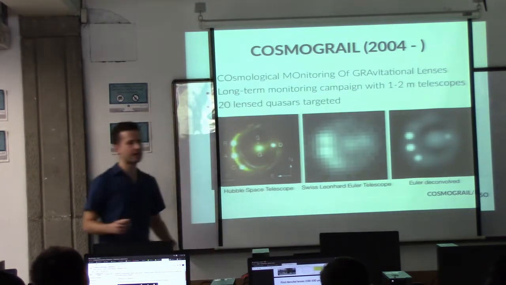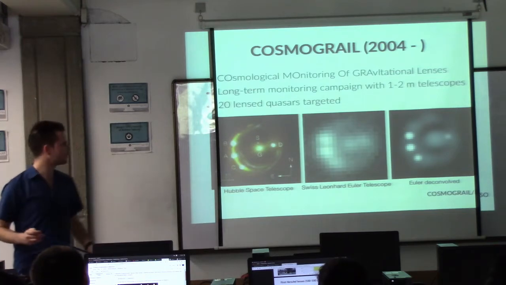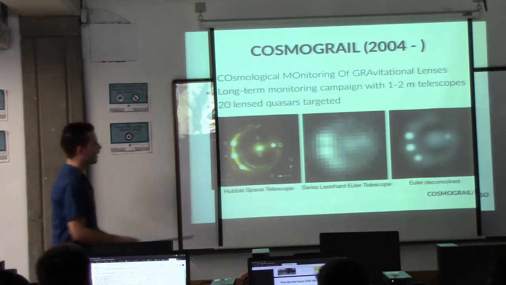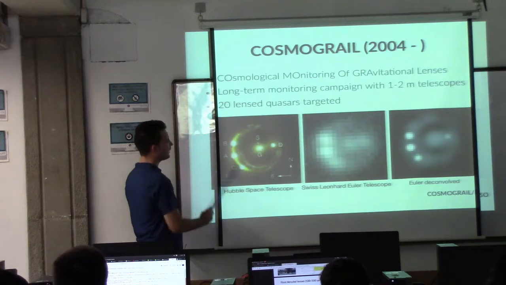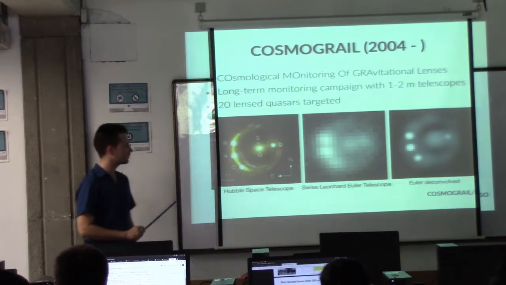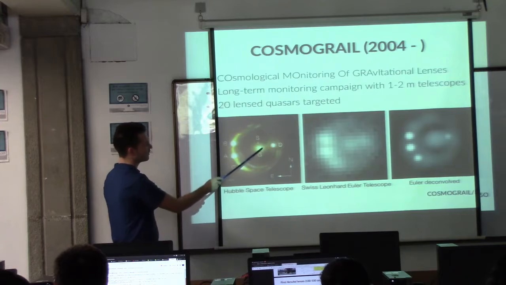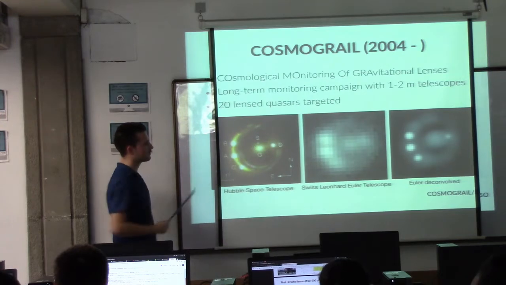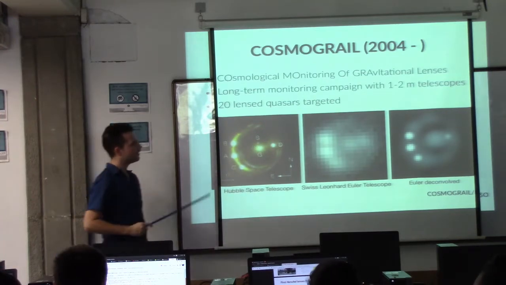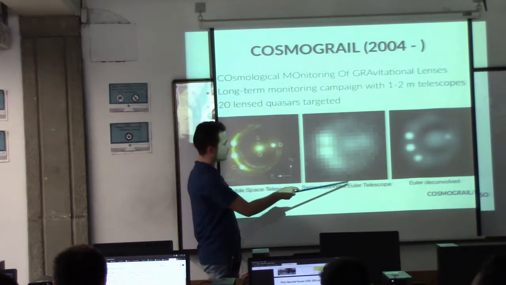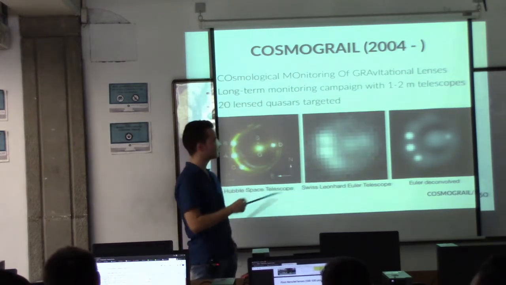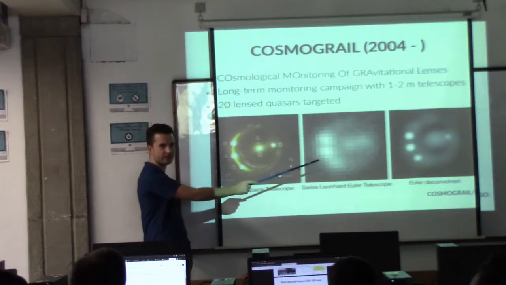And here's the typical data quality from these telescopes. So this is what the HST sees in RXJ1131: the three bright images, the D image, the lensing galaxy, and a small satellite over here. This is what you get from the Euler telescope, which is, I think, 1.2 meters. So you see the massive difference here.